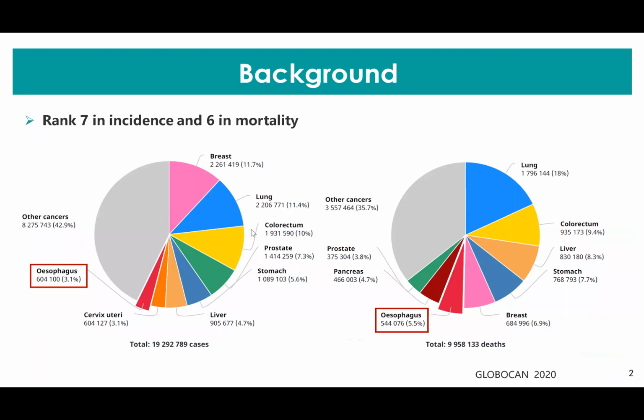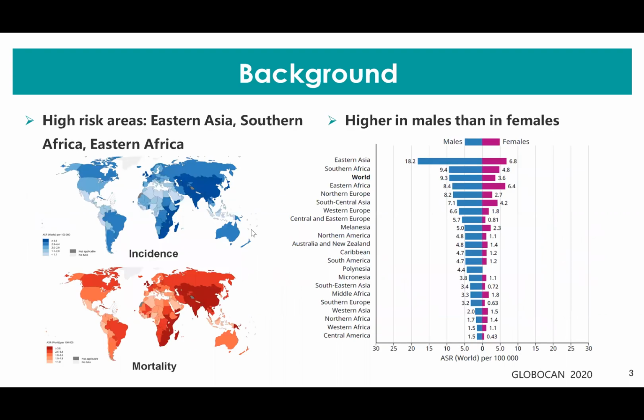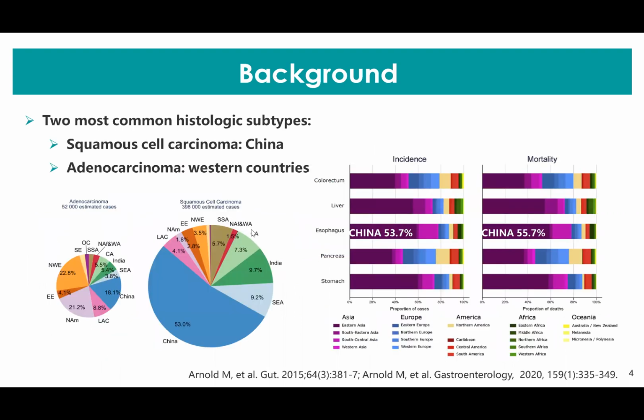Esophageal cancer is a global public health challenge. According to estimates from GLOBOCAN, it ranks 7th in incidence and 6th in mortality of all cancers in 2020. Globally, Eastern Asia exhibits the highest regional incidence and mortality, followed by Southern Africa and Eastern Africa. Males have higher incidence rates than females.